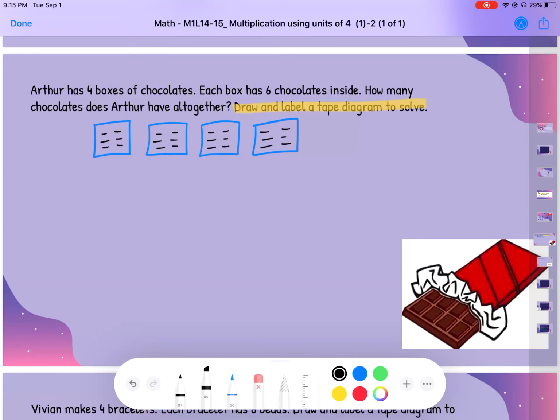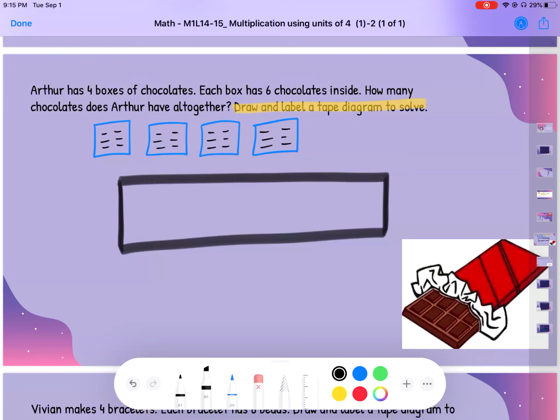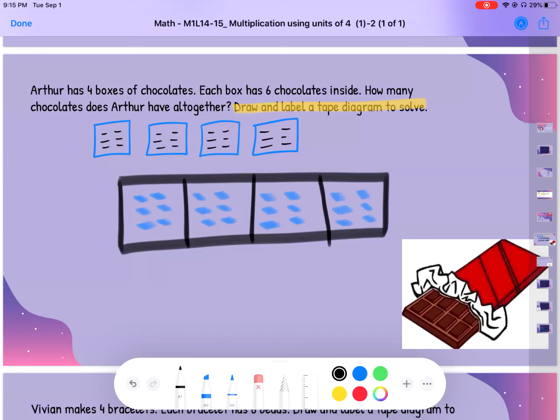So once again, I'm going to begin with my long rectangle, and I need to figure out how many boxes I need. When I look at the question, it says I have 4 boxes, so I'm going to divide this into 4 different parts. And in each one, I'm going to draw 6 chocolates. Now I'm going to start labeling it.